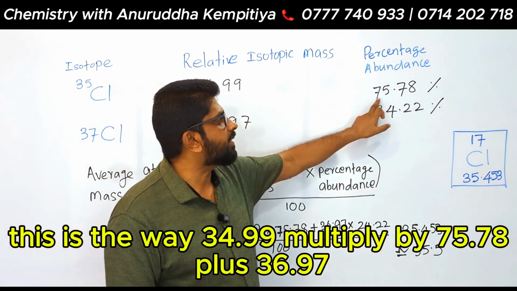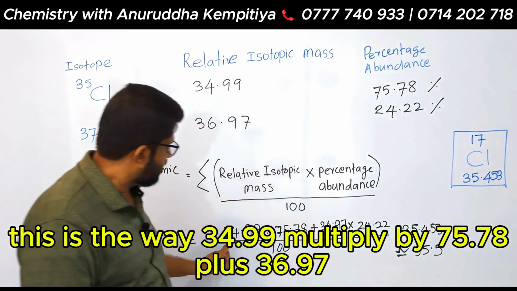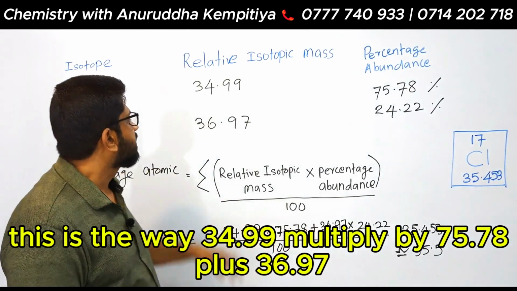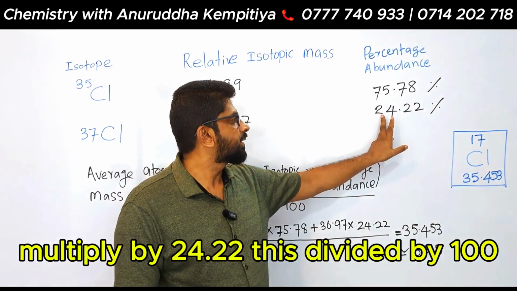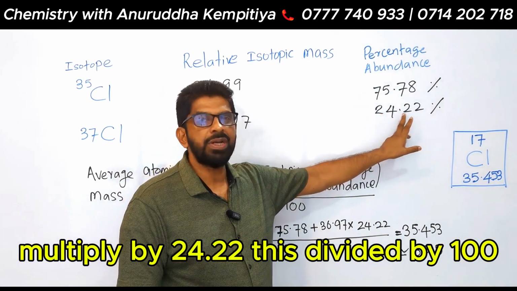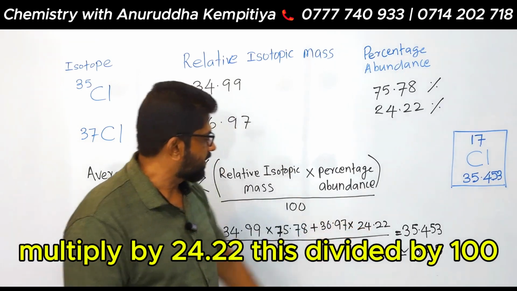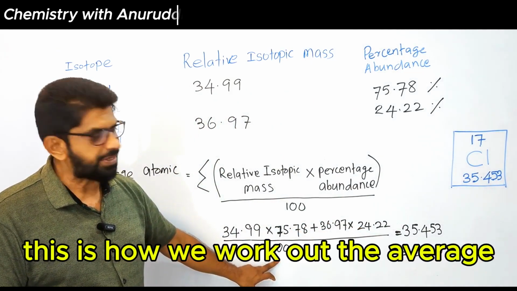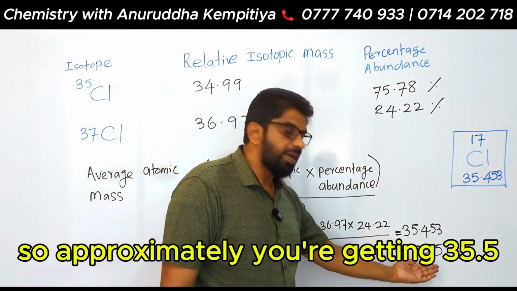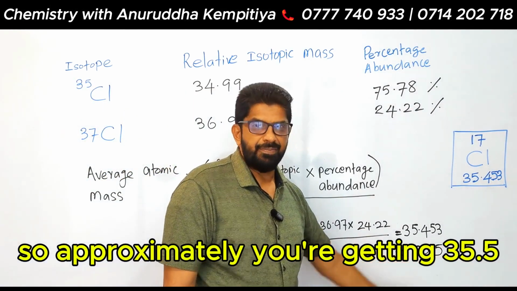34.99 multiplied by 75.78 plus 36.97 multiplied by 24.22, this divided by 100. This is how we work out the average. So approximately you are getting 35.5.